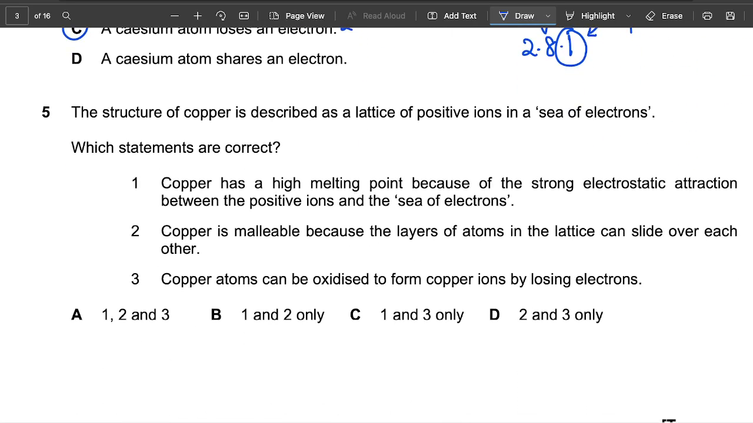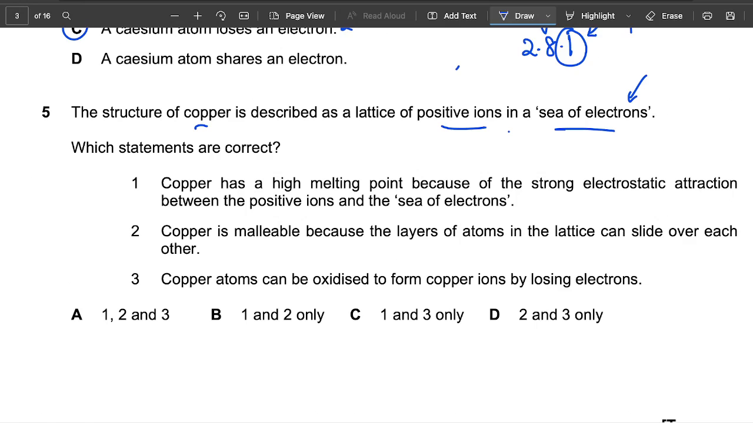Moving to the next question, it says the structure of copper is described as a lattice of positive ions in a sea of electrons. A sea of electrons simply means they can move around, and here it is a positive ion, which I just explained in the previous one. Because copper is a metal, it will lose electrons, hence forming a positive ion. It says which statements are correct. Okay, let's have a look at this. Copper, remember, is a good conductor of electricity. Maybe we might not need it in this question, but you always need to know in chemistry that copper is a good conductor of electricity. Many times they ask you why copper is a good conductor of electricity. This is because it has the sea of electrons, because it can carry charge, carry current.